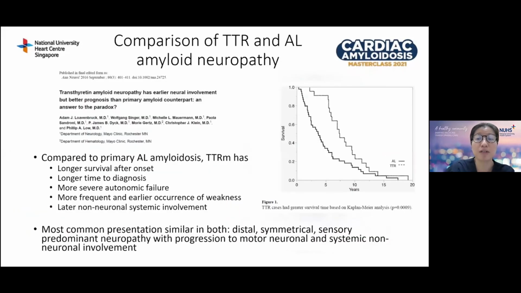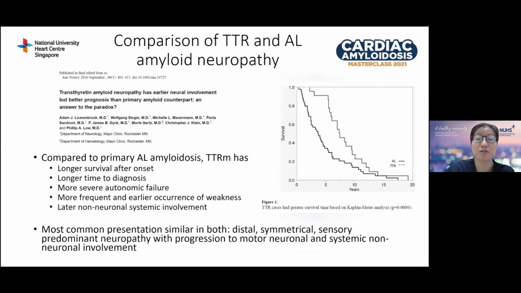Is there a way to tell apart TTR and AL amyloid neuropathy? The most common neurological presentation is similar in both: a distal symmetrical sensory predominant neuropathy that progresses to involve the motor nervous system and also has non-nervous system organ involvement. However, pan-neuronal involvement involving the motor nervous system occurs earlier and more often in TTR than in AL cases.